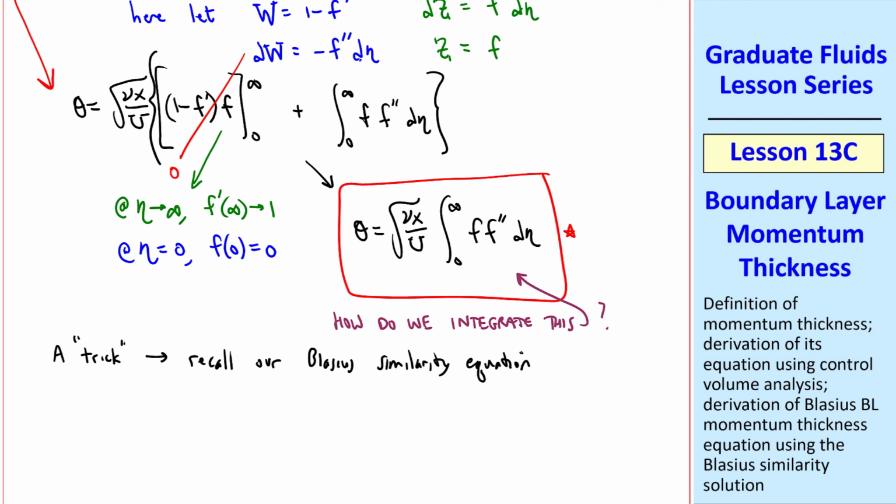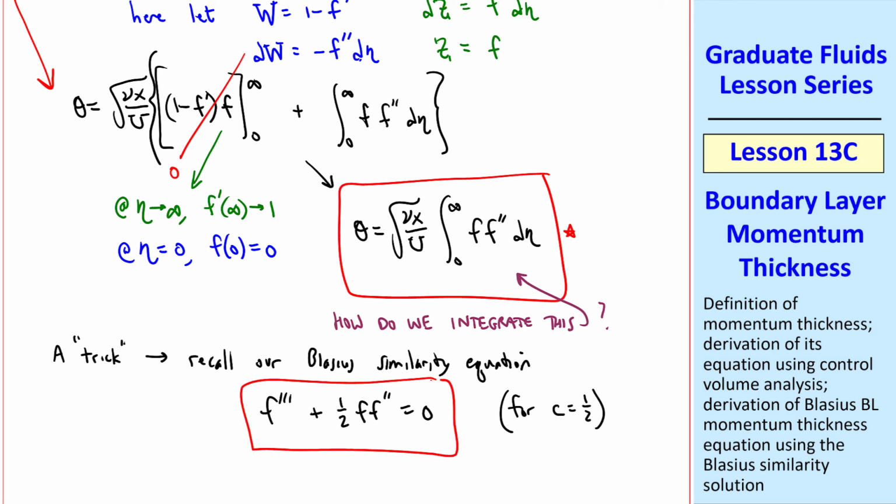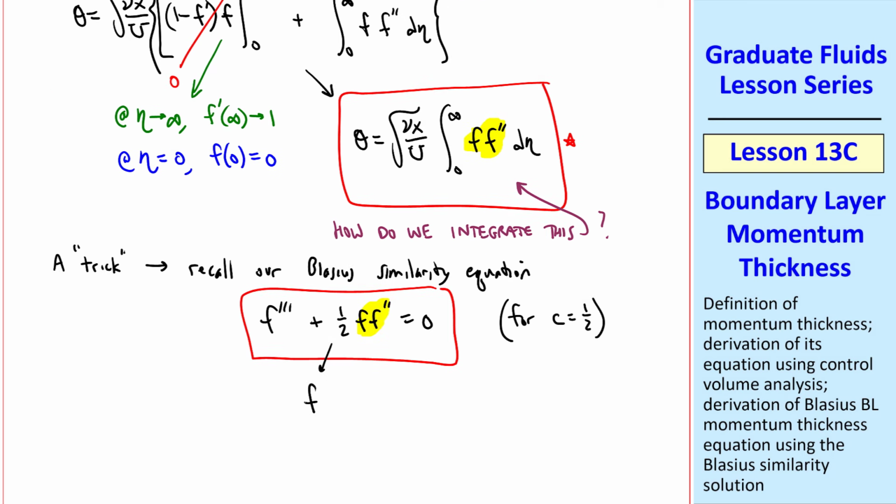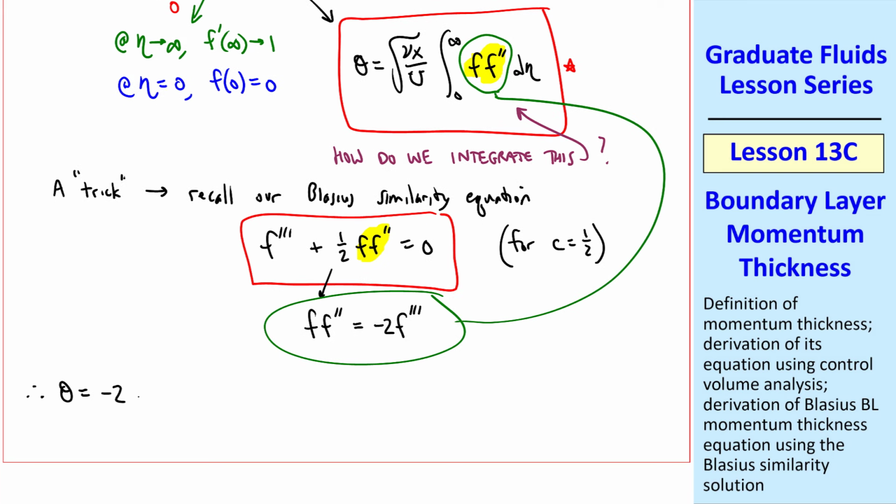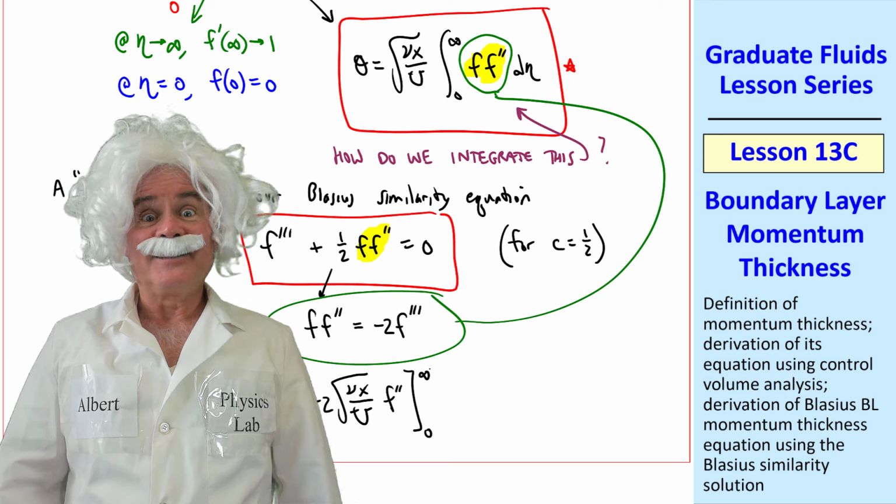If you recall our Blasius similarity equation, it was f triple prime plus 1/2 f double prime equals 0 for the case where we took constant c equal 1/2, which is the case we solved for in MATLAB in a previous lesson. Well, as Albert noticed, this term is the same as this term, so we can solve for f double prime equal to minus 2 f triple prime, and plugging this into here gives us theta equal minus 2 square root of nu x over u, integral from 0 to infinity of f triple prime d eta equal minus 2 square root of nu x over u, f double prime, since this is now a nice simple integral, and evaluated over the limits.